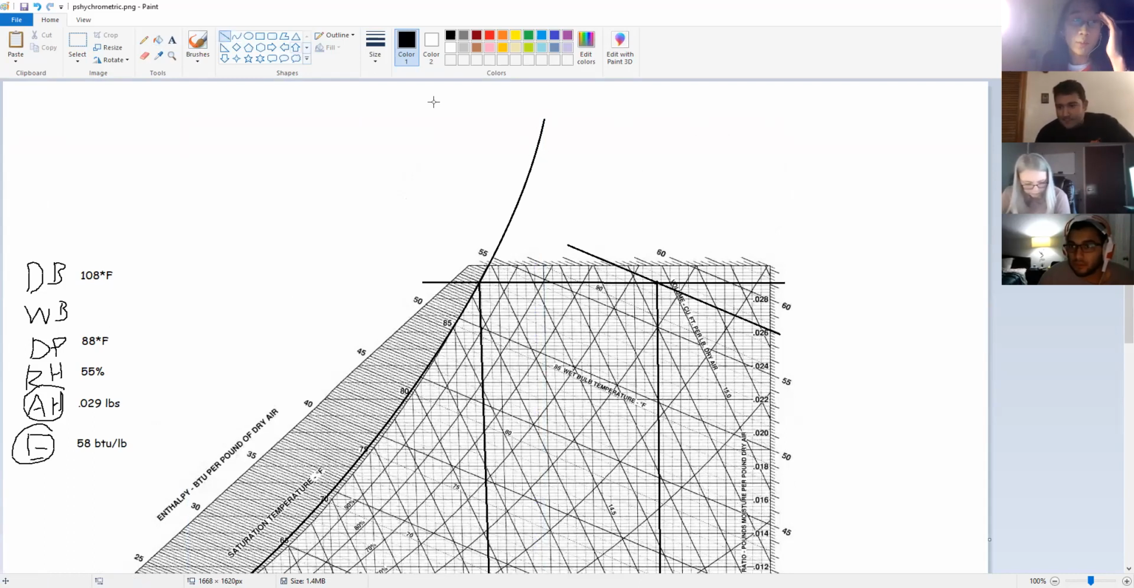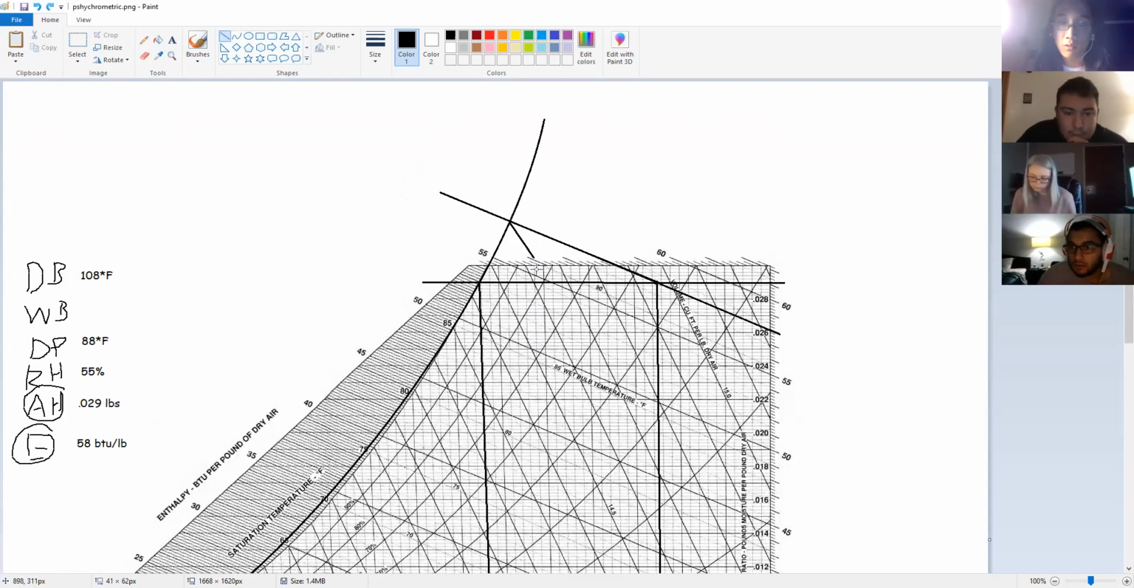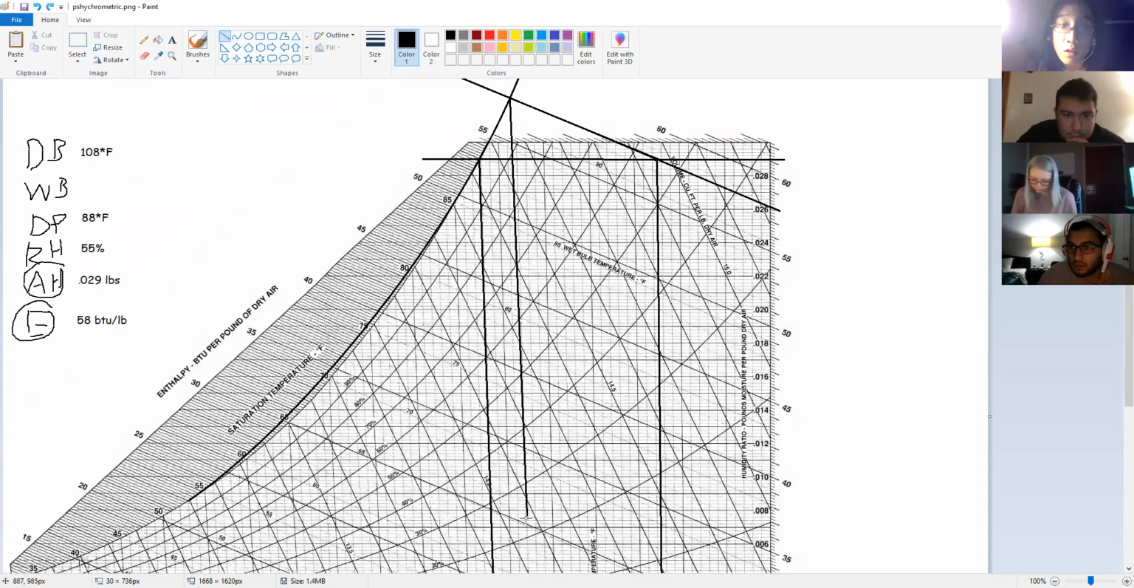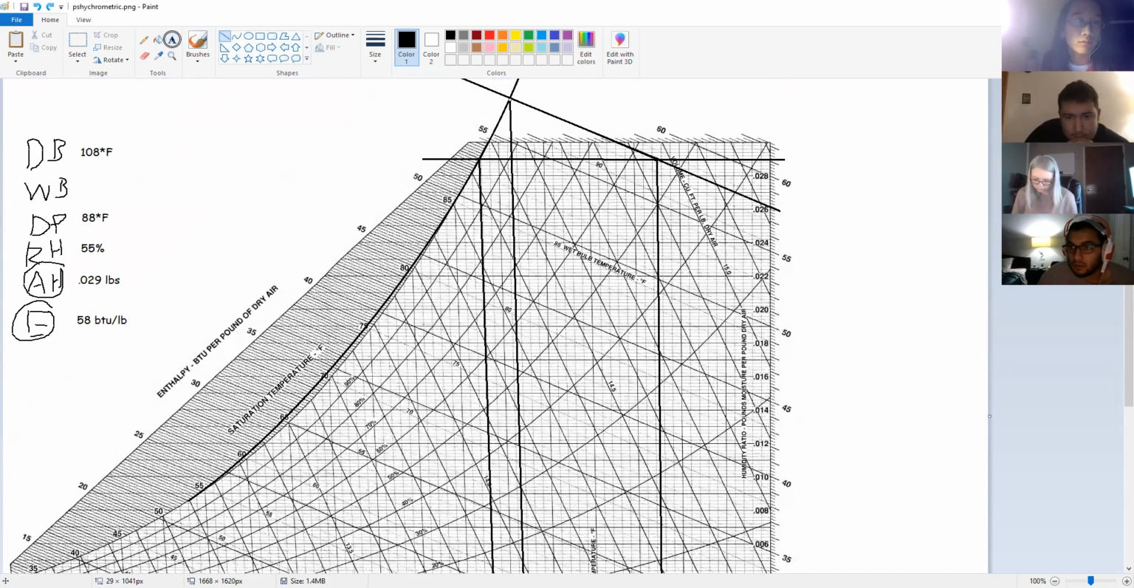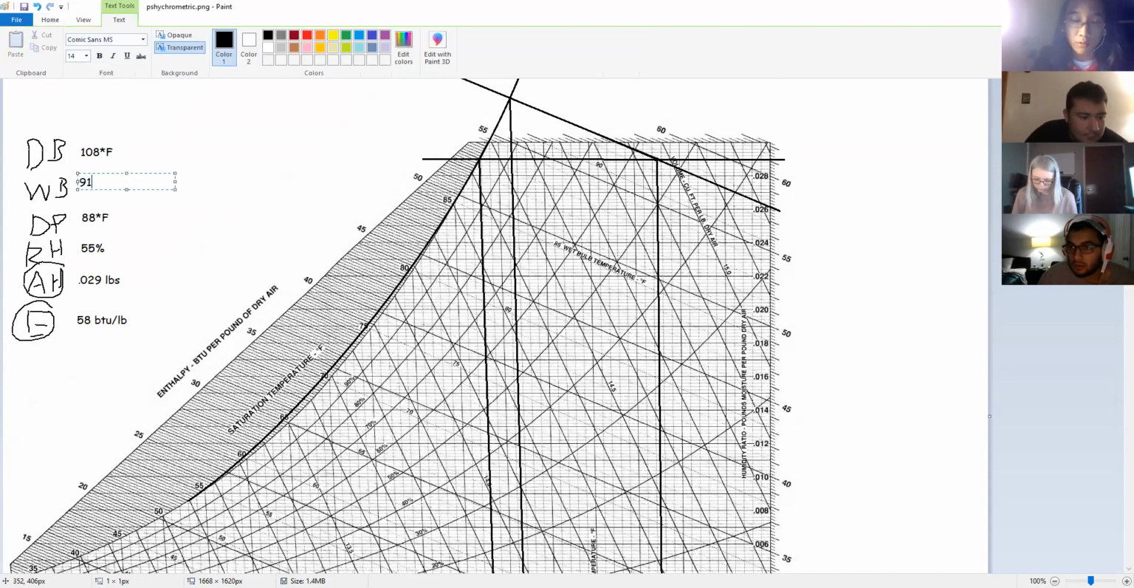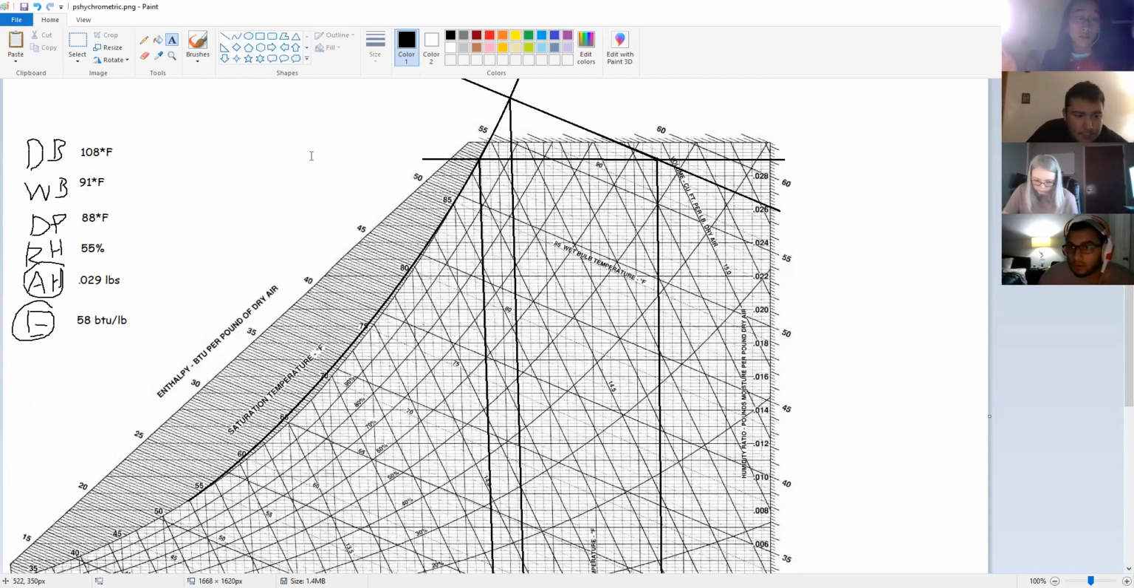We're just gonna find the wet bulb temperature. We go straight to 100% saturation, and this is the point where you can't add any more water. Go straight down. 91. 91 degrees Fahrenheit. That's our wet bulb temperature.